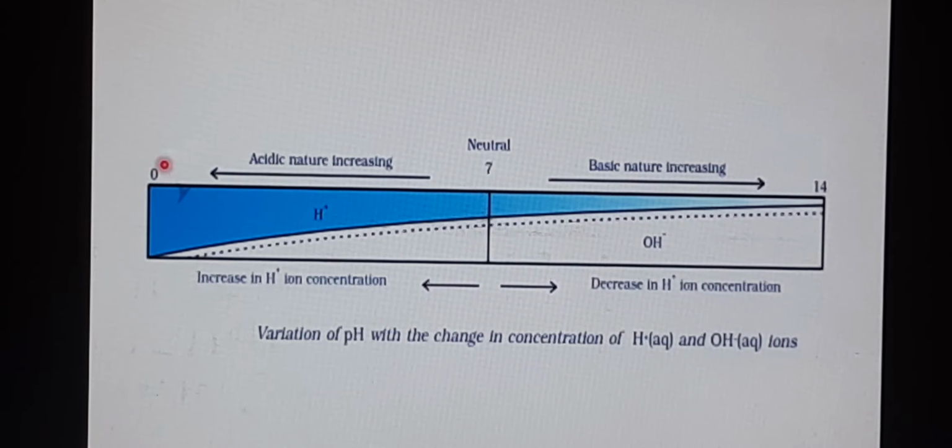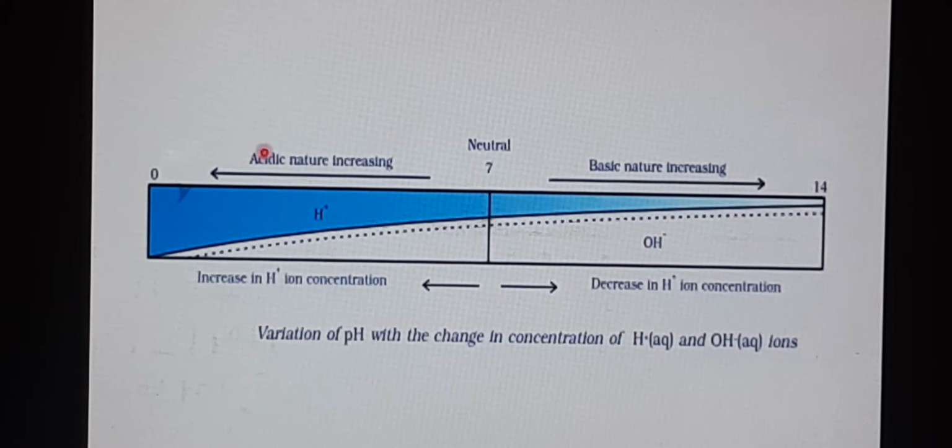Increase means the acids whose values are near to 0, for example 0, 1, 2, 3, they will be strong acids compared to 5, 6. Same way, if you go from 7 to 14, the basic nature will increase. For example, if the value of a substance is near to 14, 13 or 12, that will be a strong base as compared to the base whose value is near to 7, for example 8, 9.